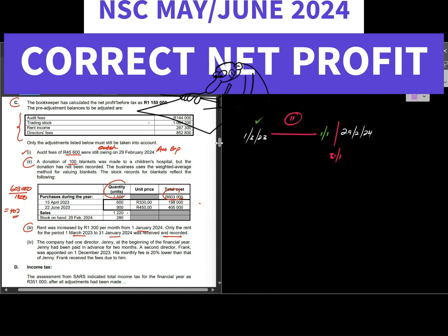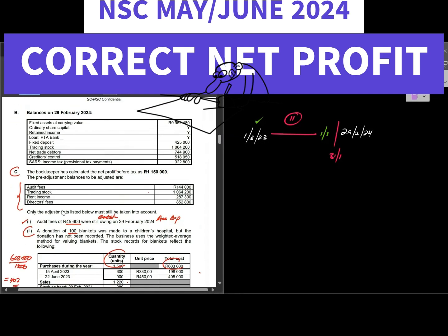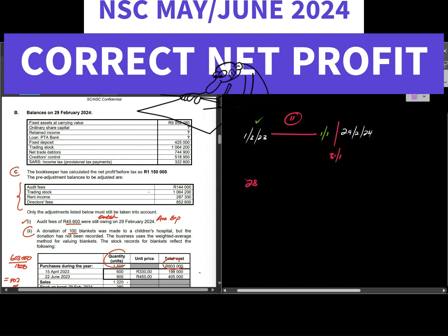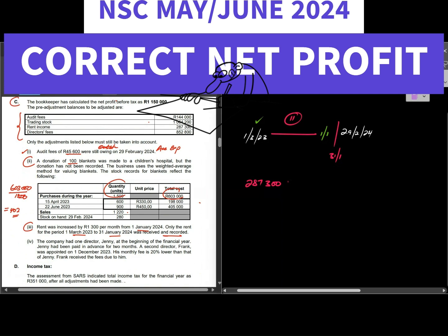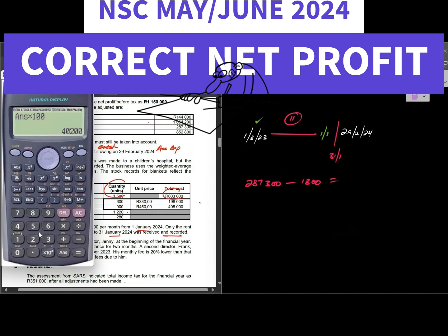So it therefore means if I come and see my rent income here, which is 287,300, this is rent for 11 months, but one of the months has an increase, because we're told that rent for January has increased by 1.3. So simply come here, then I subtract the 1.3. So it's 287,300 minus 1.3. Let's see if we can get the calculator. So I'm saying 287,300 minus the 1.3, and that is going to give me 286,000.